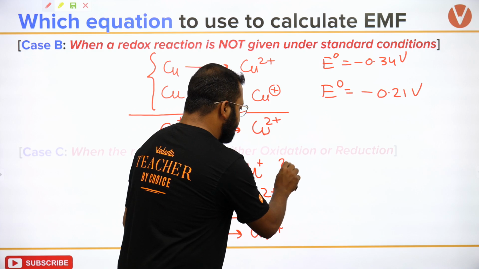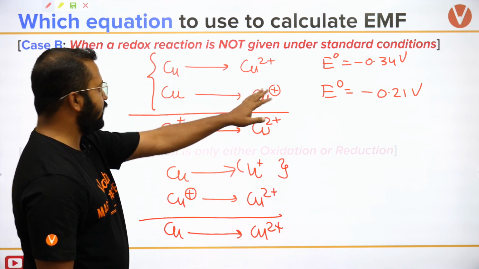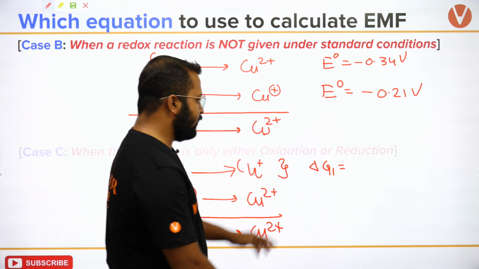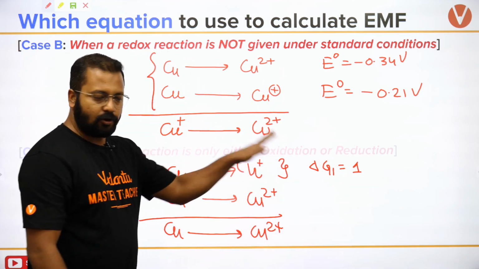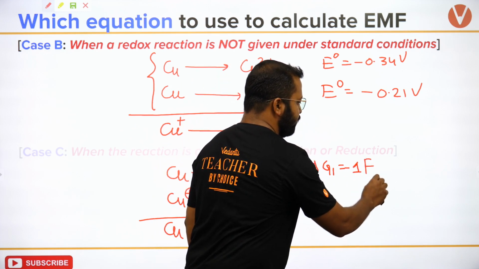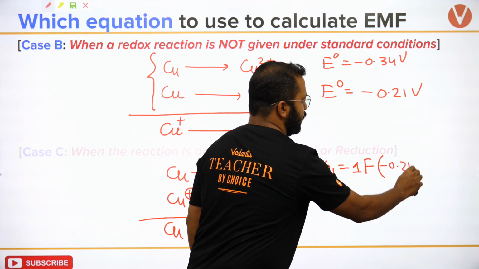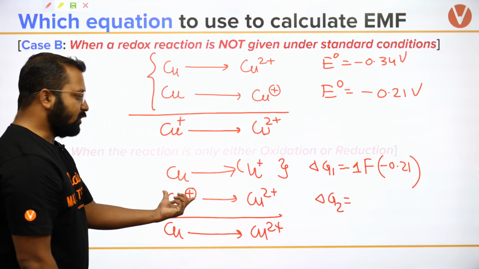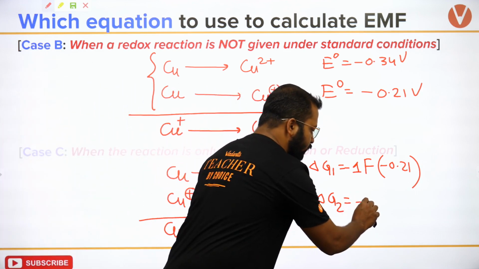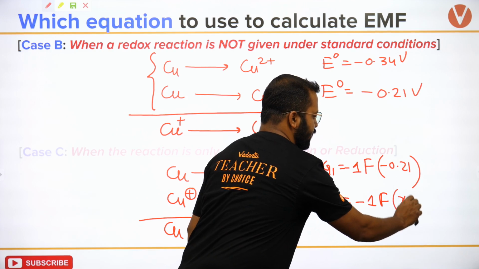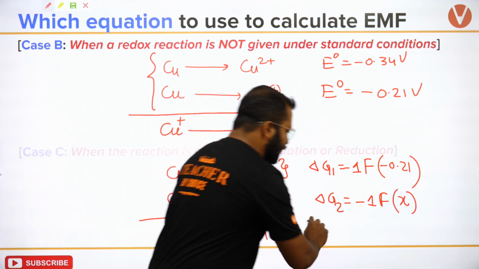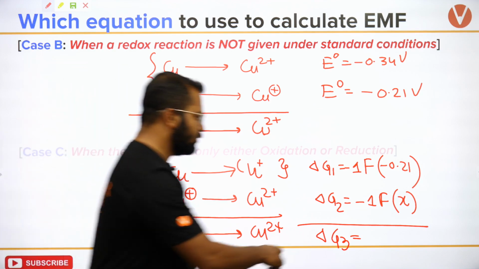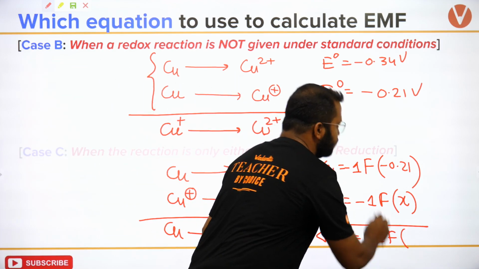अब इसके लिए आपको क्या दिया गया है, Cu to Cu plus का दिया गया है, it is given as E naught is minus 0.21. So I will write delta G1 as equal to how many electrons are given out? 1 electron. Okay, 1 electron is given out, minus F, this you will write it as minus 0.21. Clear? Next, delta G2. For this I need to calculate, so I'll write it over here, minus 1 F, and let's say this be X. Okay? Now the total sum is delta G3, for which total number of electrons lost is 2F. What is the value given?